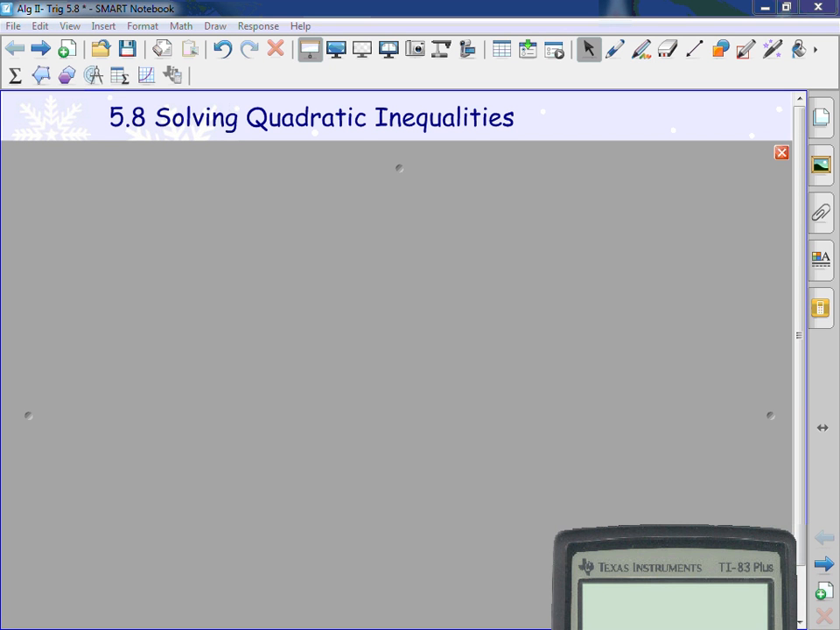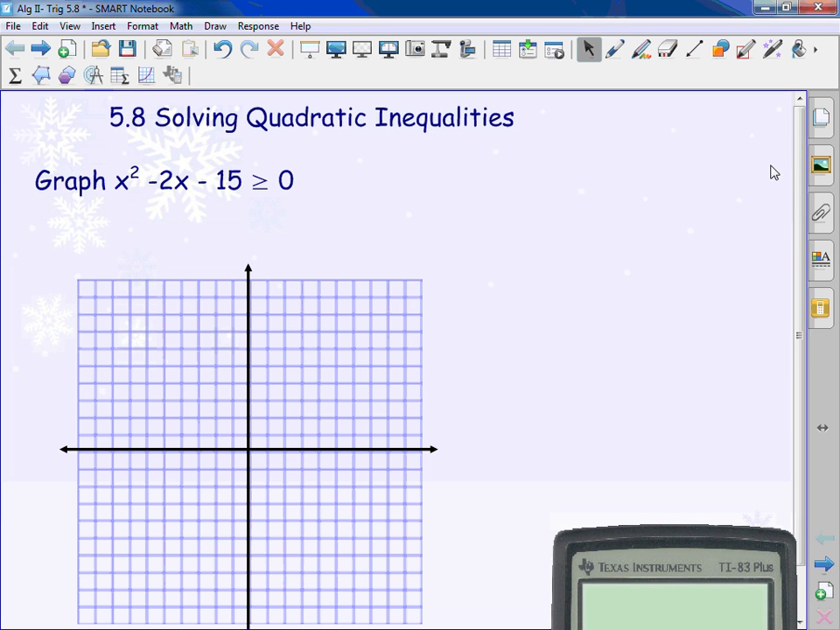Today we're starting the last section for this chapter, 5.8, Solving Quadratic Inequalities. We're going to graph x squared minus 2x minus 15 is greater than or equal to 0. How are we going to graph this?